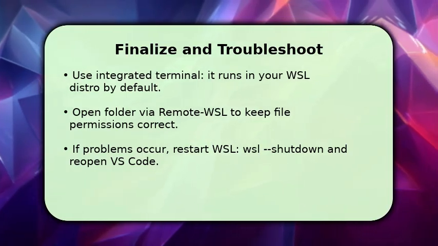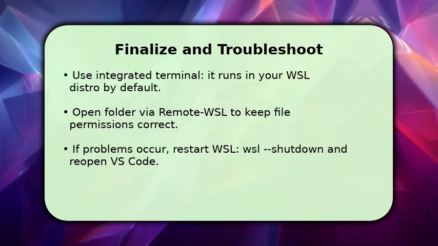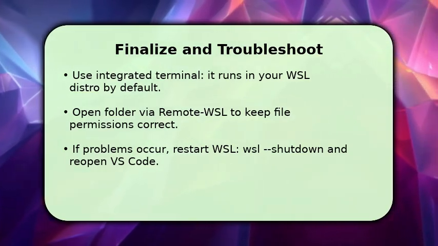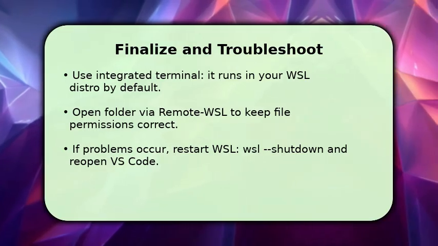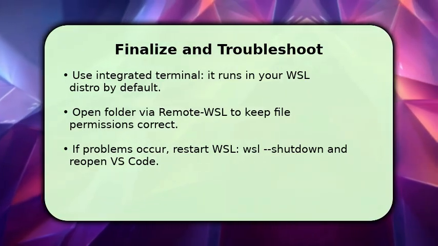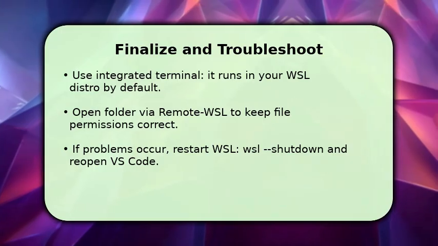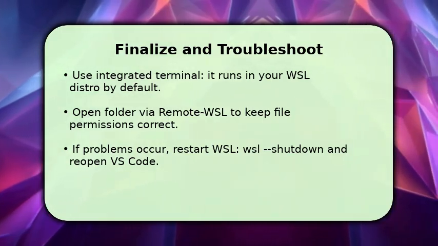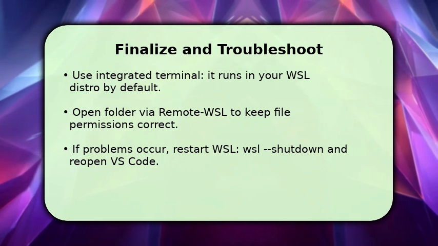If something breaks, like slow file access or missing tools, restart WSL with wsl --shutdown, then reopen VS Code Remote WSL. This clears the subsystem state. If extensions still misbehave, reinstall them inside the WSL window to restore correct execution context.